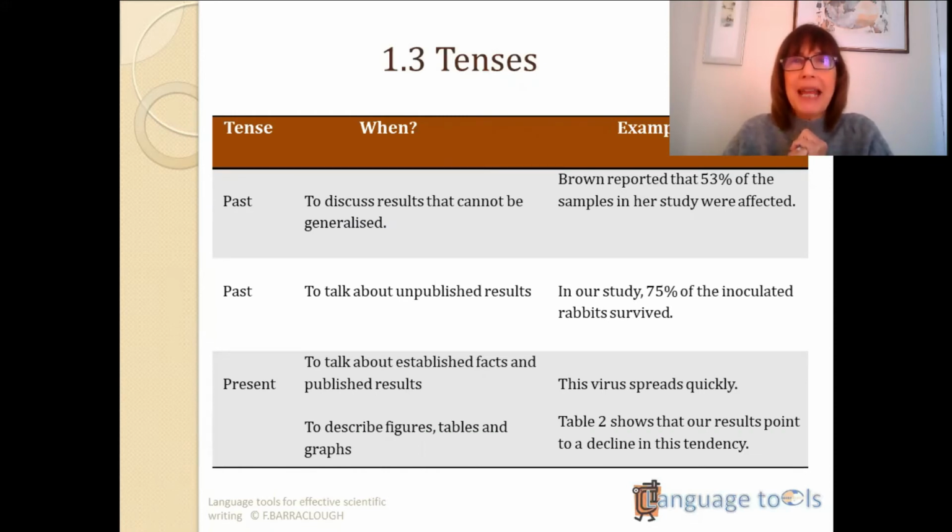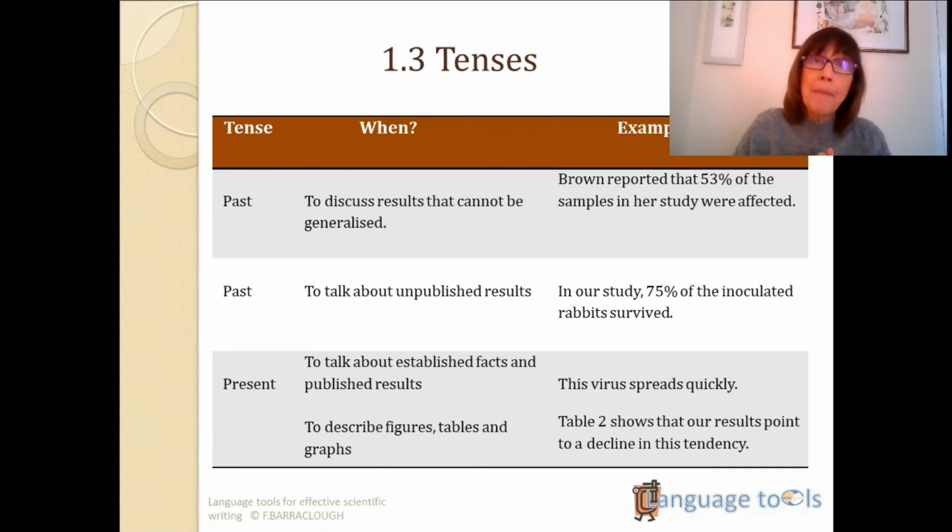Here I've drawn up a table. In fact, I've drawn up a few tables, this one and on the next slides too. The first one is very general and it's looking in terms of tenses. The past: we will use the past when we discuss results that cannot be generalized. So even if they are referring to another study, if they are specific, "Brown reported that 53% of samples in her study were affected." This is something very specific, we'll use the past tense.